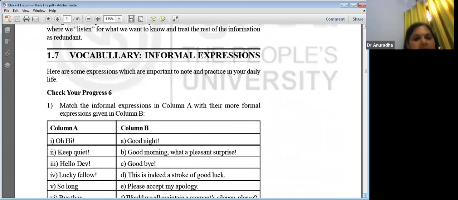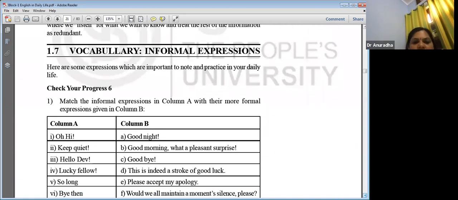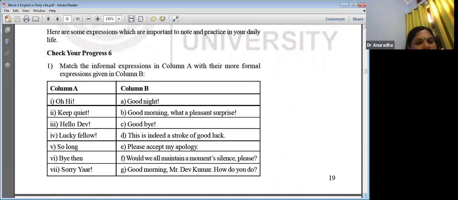Okay, here are some expressions which are important to note and practice in your daily life. And in that, I need your participation. These are very common dialogues, and we have to match column A with column B. You can unmute yourself and you can match. For example, oh hi. So what should be the phrase we should take from the column B?